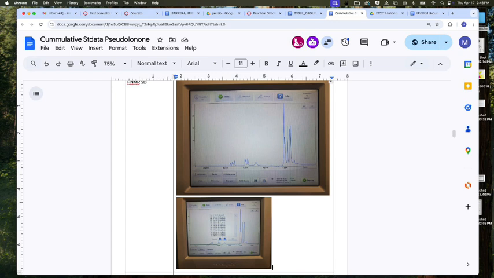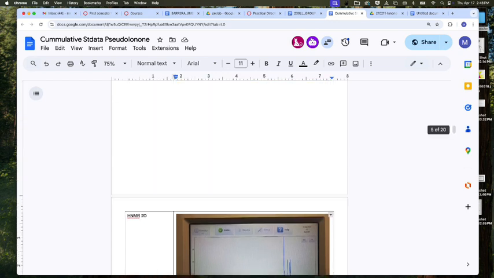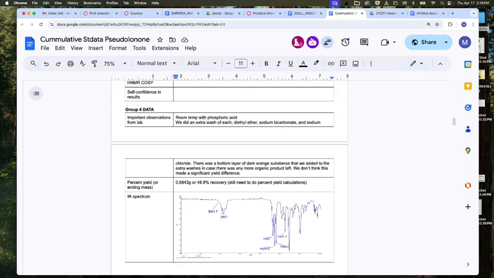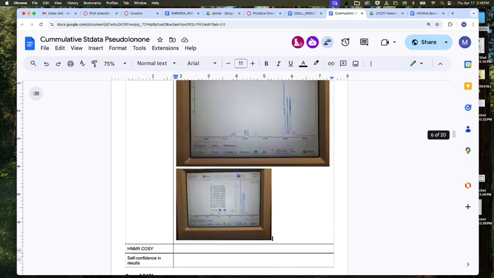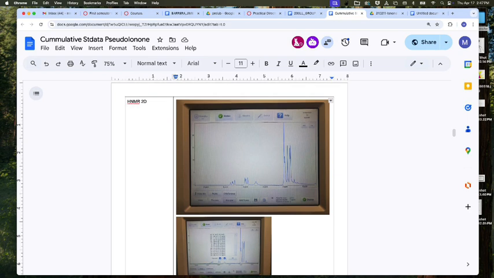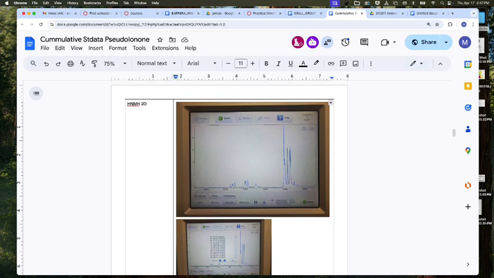But for these conditions, if we scroll back up, room temperature with phosphoric acid isn't producing pure beta ionone. It's producing a mixture. That's what we're seeing out of that. Is it a mixture with alpha ionone? Well, what does alpha ionone look like?